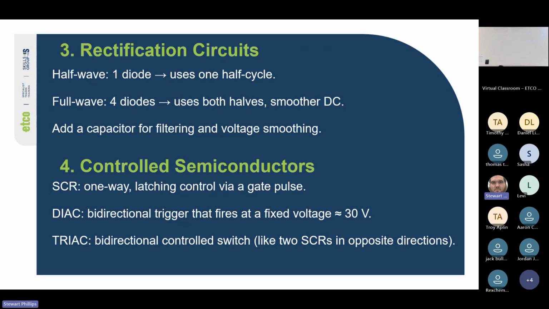So controlled semiconductors, so SCR, one-way latching control via a gate pulse. Diac is a bidirectional trigger that fires at a fixed voltage at about 30 volts. A triac is a bidirectional controlled switch, kind of like 2 SCRs in opposite directions.